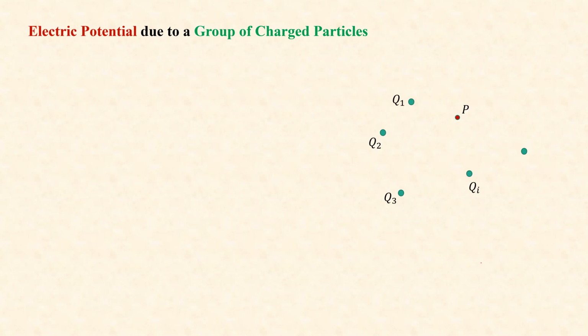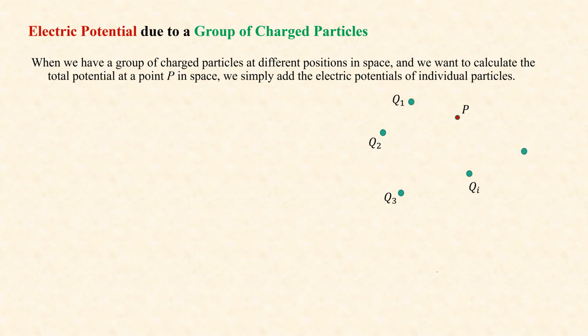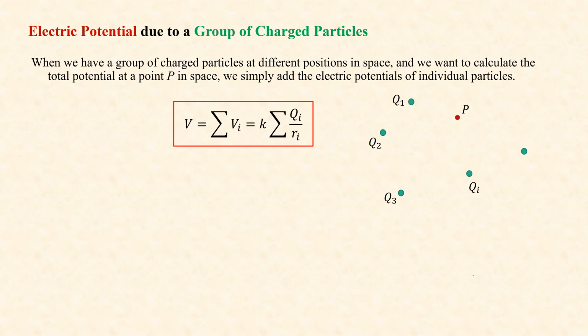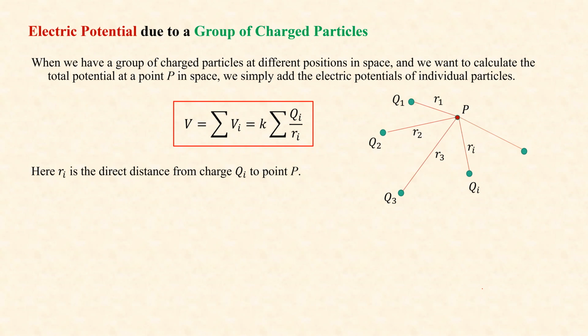So here is a group of charged particles Q1, Q2, Q3, in general Qi, and we want to find the electric potential at point P due to all of these. So we simply add the electric potentials. We say V is equal to the sum of Vi, which is kQi over ri. So ri is the direct distance from each charge to that point where we want to calculate the potential. All right. So you see r1 is this direct distance, r2 is that direct distance, and so forth.